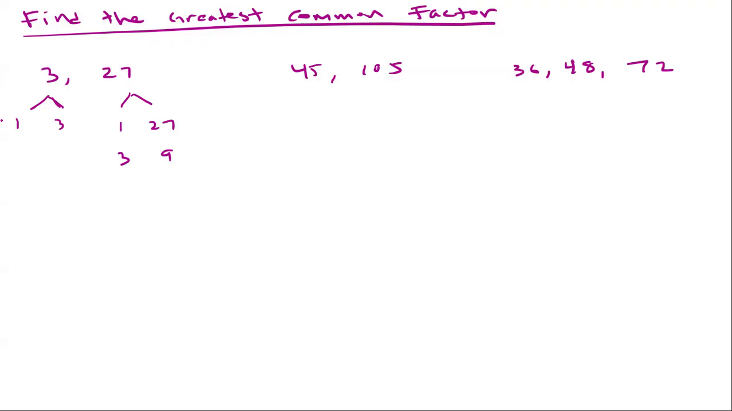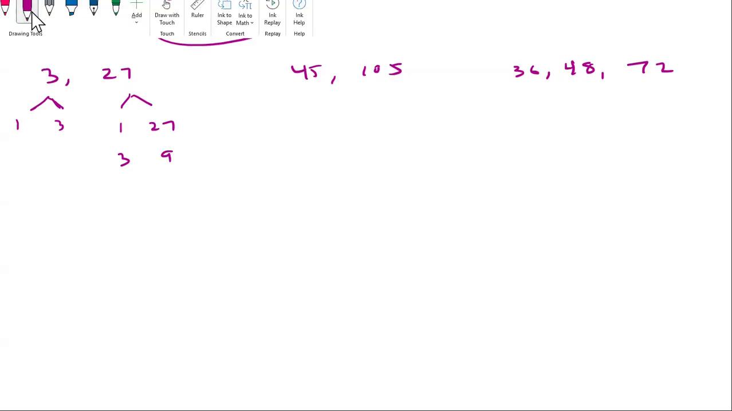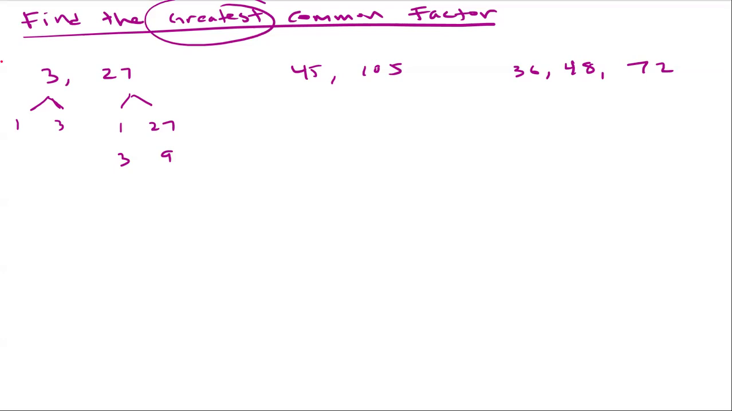Of course we have 1 in common, and they also have 3 in common, but we want the greatest common factor. So in this case, the greatest common factor between them is going to be the 3. That's going to be our answer here. So the greatest common factor between 3 and 27 is 3. You're going to do exactly the same thing for these two examples, so go ahead and do that.